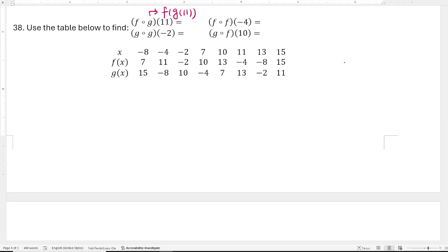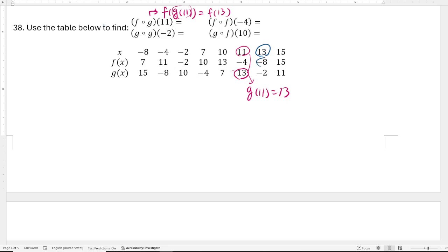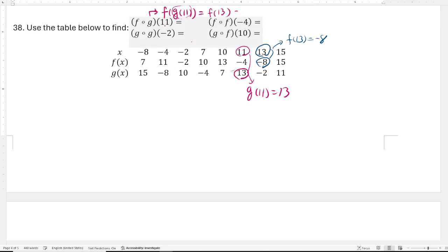Now once you have it as f of g of 11, then it's kind of easy. What is g of 11? G of 11, when x is 11, g is 13, right? So this says g of 11 equals 13. And that means this is f of 13, because g of 11 is the same as 13. And now let's look at 13 in f. And this means that f of 13 is equal to -8. So the answer to this first question would be -8.